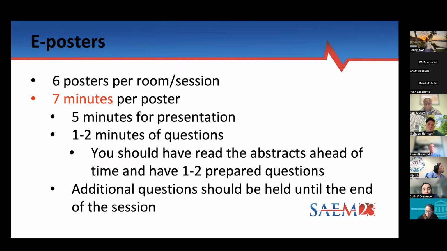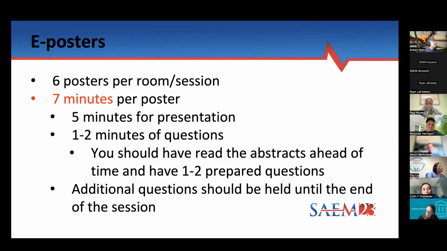The absolute most important thing, and we're going to echo this over and over again, it's going to be on the 1-page sort of cheat sheet that you'll have when you get to the meeting, is that you really, really want to read the abstracts ahead of time. Okay, you want to be familiar with who's going to be presenting, what the order is, and have 1 to 2 prepared questions, ideally, when you walk into the session that you're moderating.